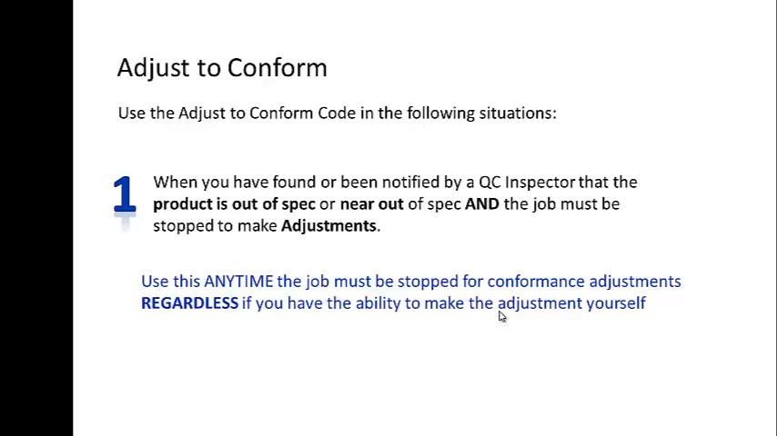Adjust to conform you'll use when you've found or been notified by a QC inspector that the product is out of specifications or near out of spec and the job needs to be stopped in order to make adjustments. You'd want to do this regardless of whether you're capable of doing the adjustments or not, so that we can track if the machine needs to wait for someone who is. That's important for management to see, to be able to improve on efficiencies.